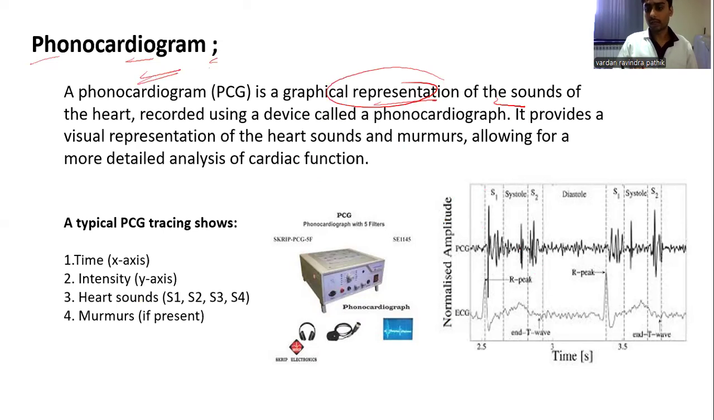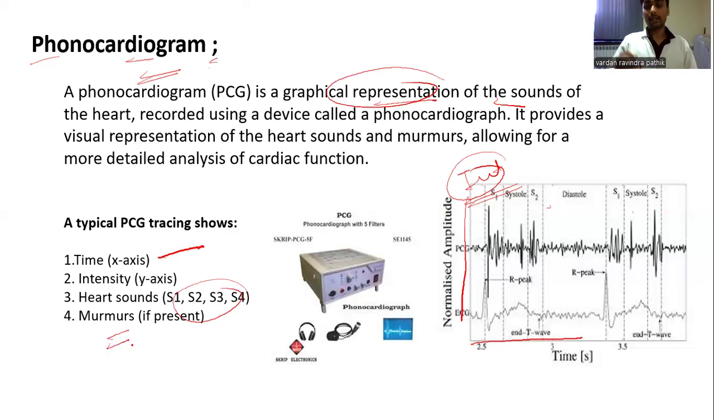Here, we have a simple graph, time versus amplitude. Amplitude is concerned with the intensity. We must know how intense our sound is going to be. If it is more than usual, it is abnormal, right? Now, time. If there is a delay or premature sound, it is also a problem, right? So, heart sounds S1, S2, S3, and S4, and murmurs. If we have murmurs, then we will also compare how intense and how long the murmurs are.